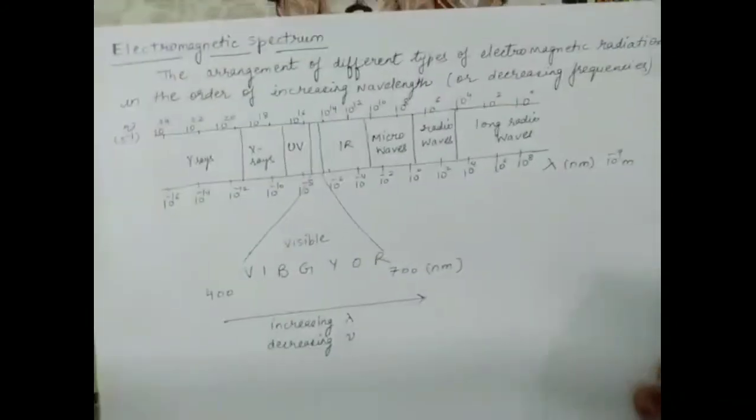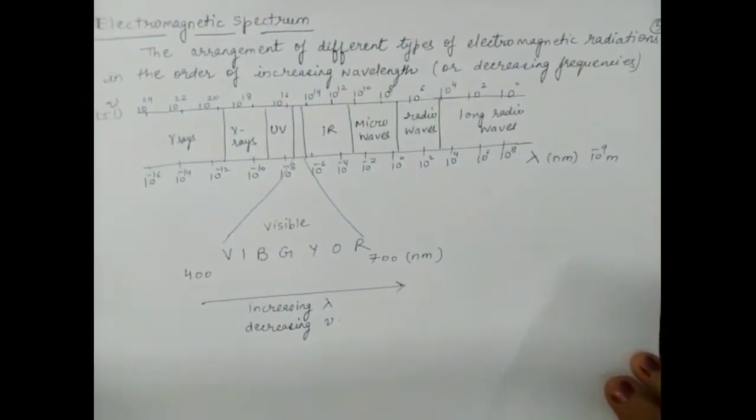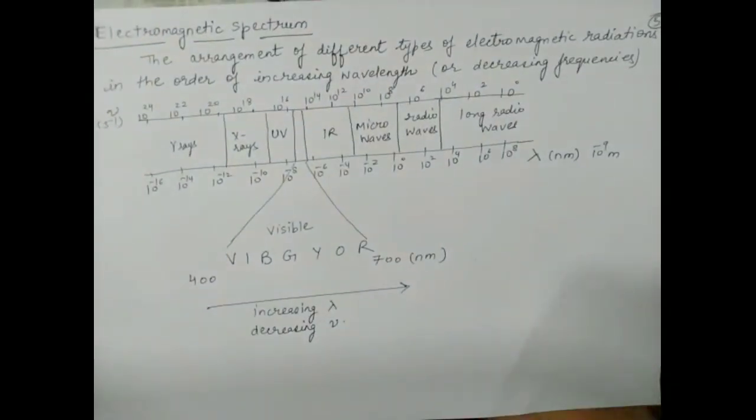Now the next is electromagnetic spectrum. Okay, now what is the meaning of electromagnetic spectrum? We have learned that when sunlight is passed through a prism, it splits into 7 colors. Okay, violet, indigo, blue, green, yellow, orange, and red. And all these colors have different wavelengths and different frequencies.